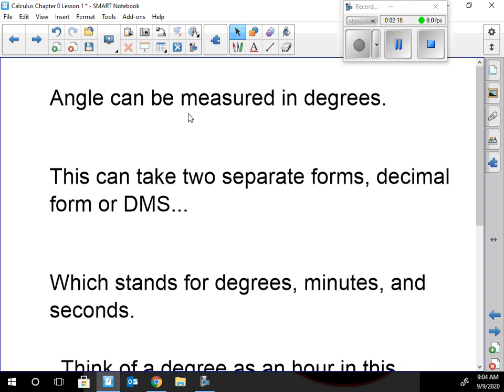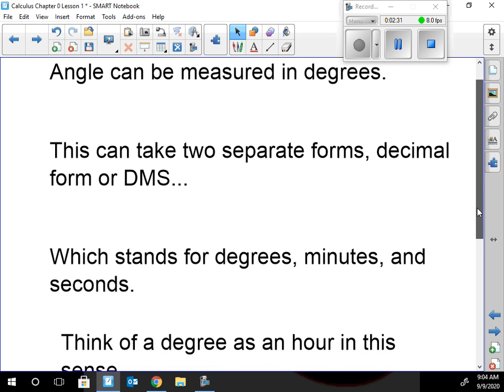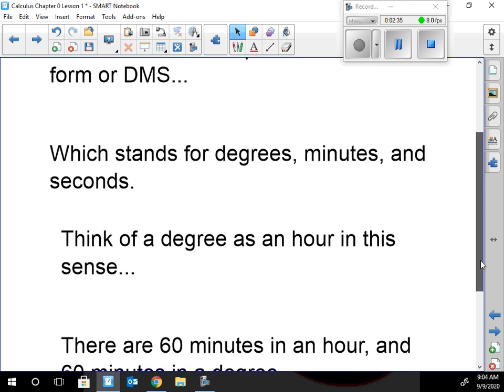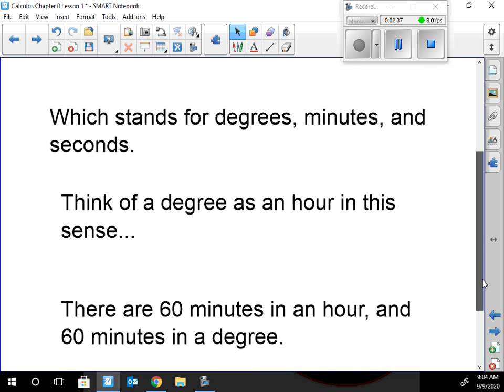An angle can be measured in degrees. We've done this before. This can take two different forms. You can either have decimal form or what's called DMS form. This stands for degrees, minutes, and seconds. Think of a degree as an hour in this sense.